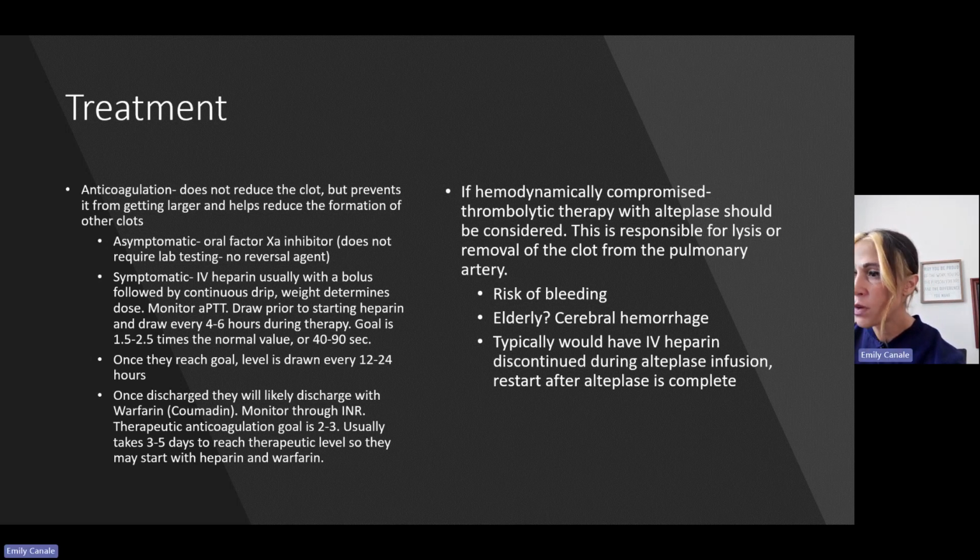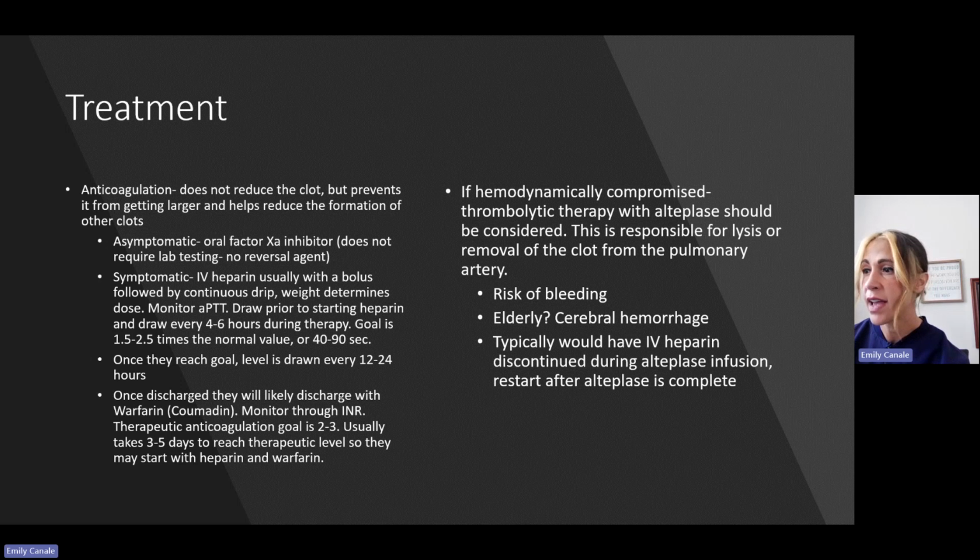So we also would probably have them on isotonic fluids just to decrease the thickness of the blood. So it would depend. But there is a really good chart in your textbook. Chart 27.4 goes over all the medications that are used in the treatment of PEs. And they also have the reversals listed, and what you should be monitoring for there. So look at that, and then look at table 27.5, which goes over your contraindications to thrombolytic therapy.